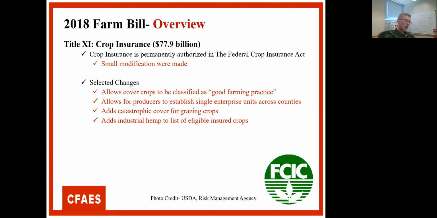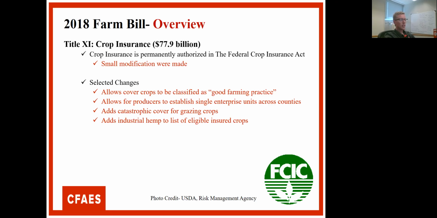It changed and allowed farm operations to establish single enterprise units across counties. You couldn't do that prior. Now, if you have a county that qualifies for this provision, you can actually have the same enterprise units in 2 different counties. You'll just need to talk to your crop insurance agent about that.